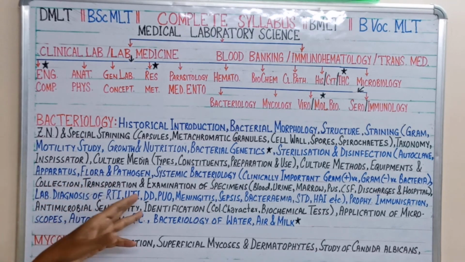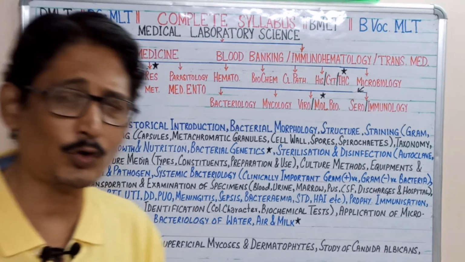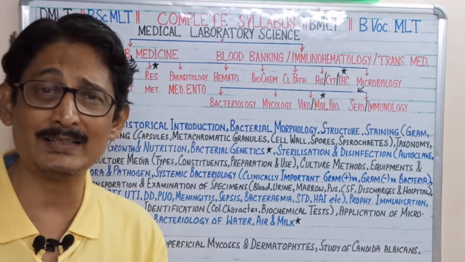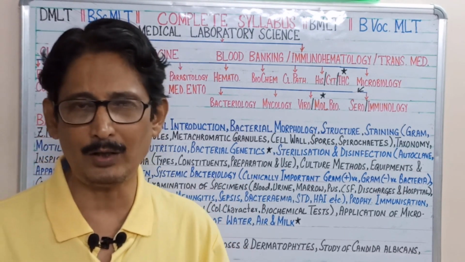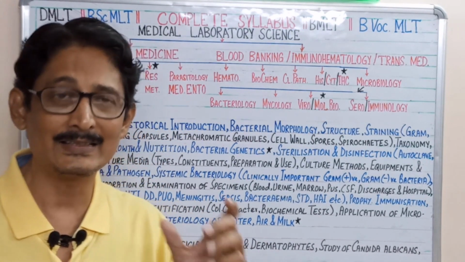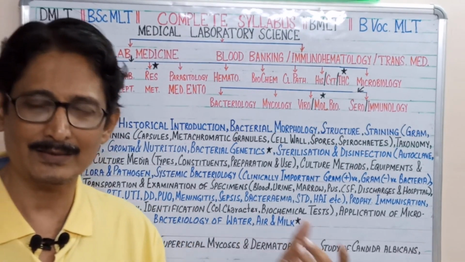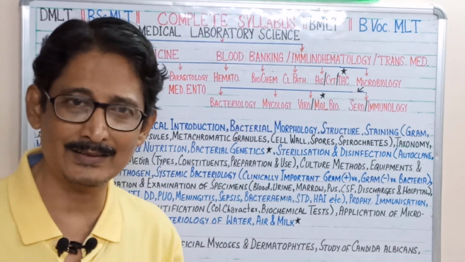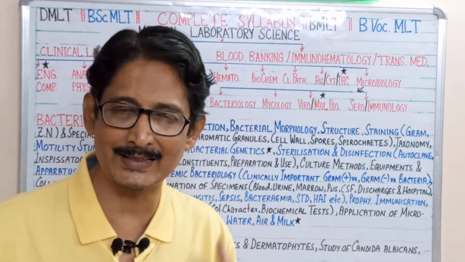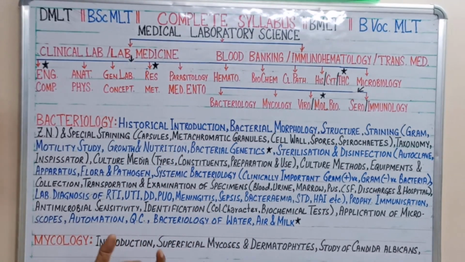Now the next is flora and pathogen. Flora means the common bacteria which reside with us without causing harm to us. These are called flora. And the word patho means disease, and the word gen is an abbreviation of generate. So the disease-causing bacteria, the disease-generating bacteria, are called pathogens or pathogenic bacteria. So here we have to study about the common flora of our body and pathogenic bacteria.